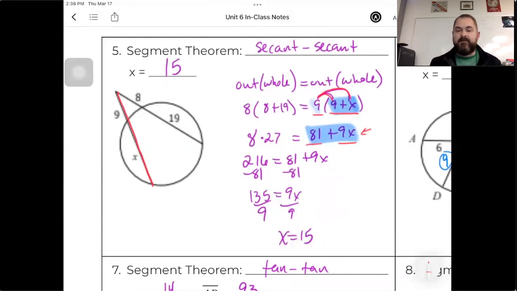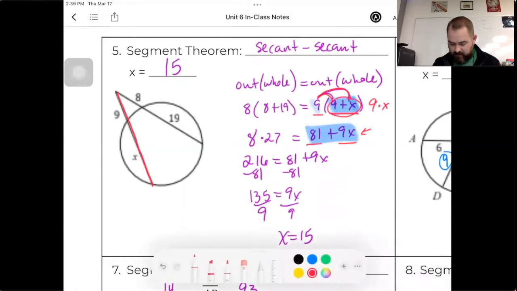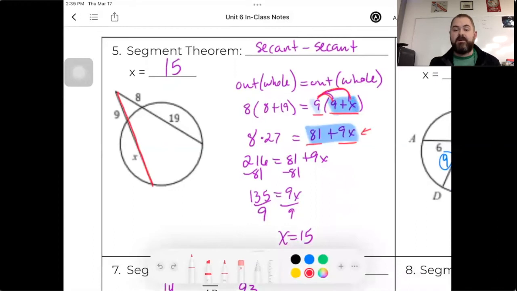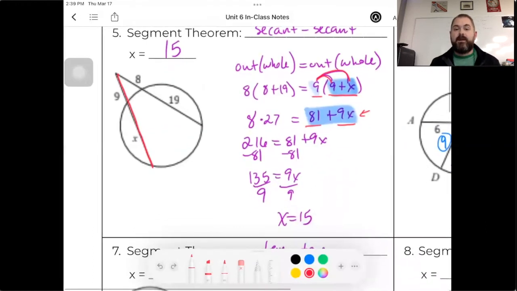So if you got a different answer here at all, chances are you may have thought that this 9x here was 9 times x, and that's not true. We can't just turn that into 9x. I have to leave it as 9 plus x and distribute into that. So I get x is 15.